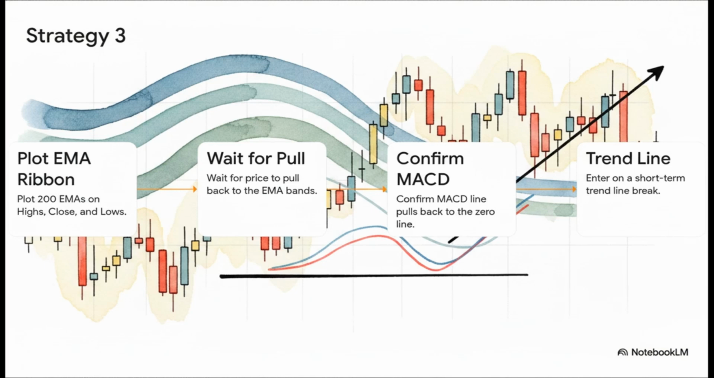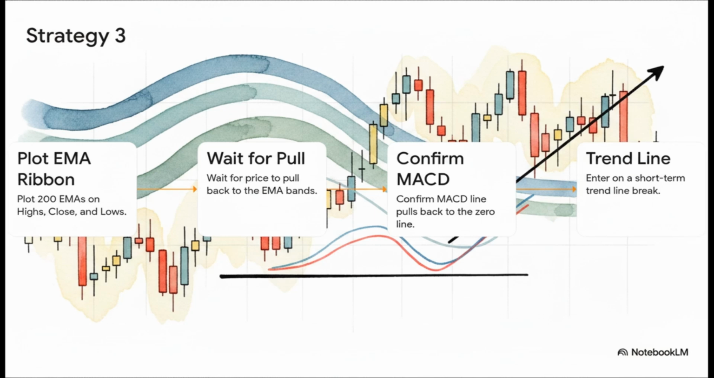Strategy 3 uses EMA bands and zero-line pullbacks. First, you're going to plot 3 200-period EMAs, one on the highs, one on the close, and one on the lows. This creates a really nice visual ribbon on your chart. Step 2. In a strong trend, just patiently wait for the price to pull back and test that ribbon. Step 3. Confirm that the MACD line has also pulled back to its zero line, right to the indicator's midpoint.